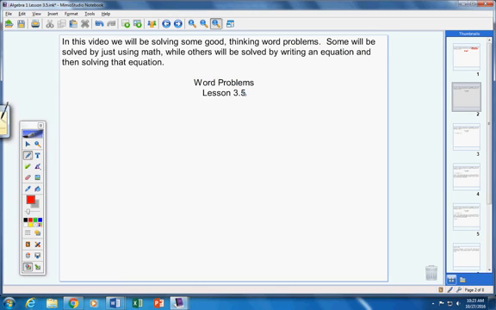Your heading for today is word problems. Please copy that in your notes, lesson 3.5, and be sure and include today's date, alright? Word problems, lesson 3.5, and be sure and include today's date. Now, okay, let's jump right into this, alright?